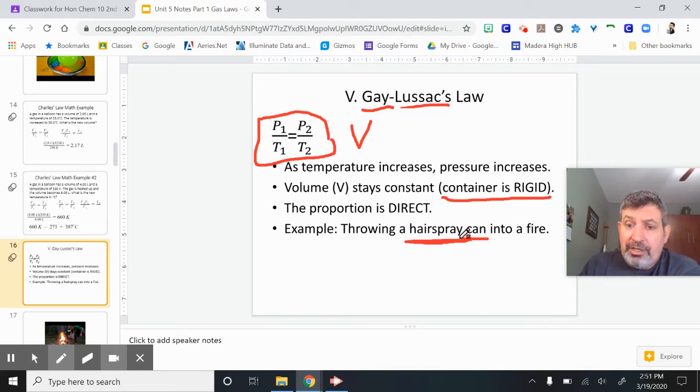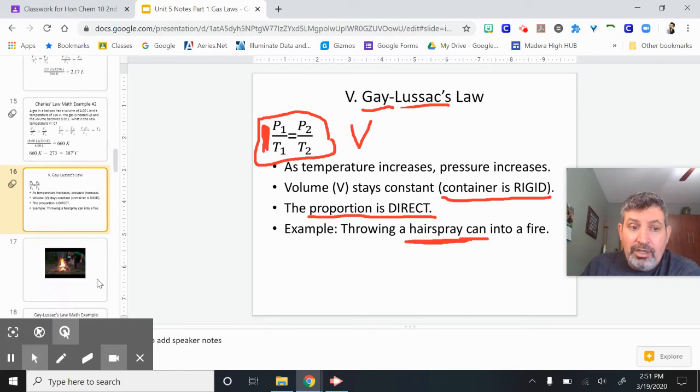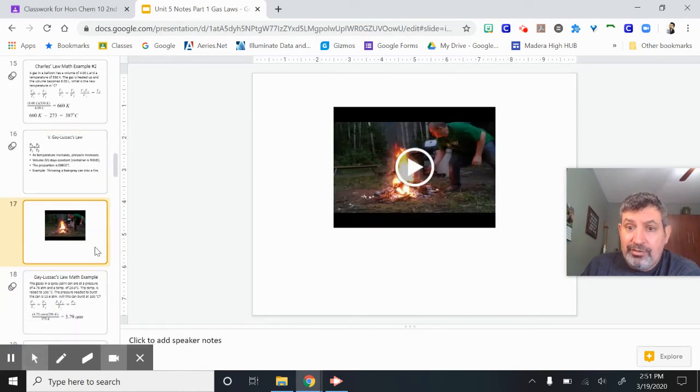So throwing a hairspray can into a fire is really stupid because it's going to explode, and that's due to Gay-Lussac's law. Notice the proportion is direct. Anytime they're on top of each other like this, and like in Charles' law, it's a direct proportion. Okay. Highly recommend watching the video of this idiot putting one in a fire. Okay, not to name call, but it's pretty dumb and dangerous.